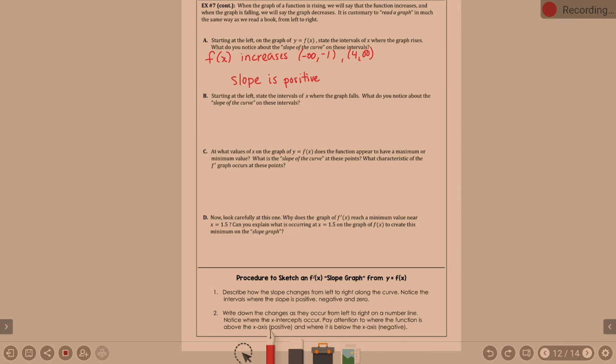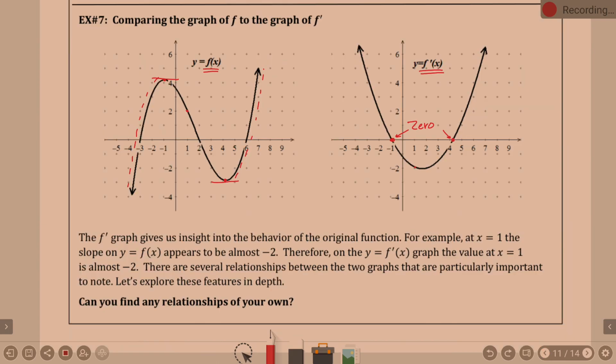Notice in those same intervals on the other graph, where is the graph? It's above the x-axis, right? From negative infinity to -1, it's up here. It's a positive slope. Same thing, 4 to infinity. Over here, it's positive slope.